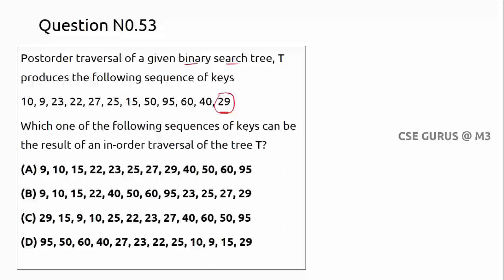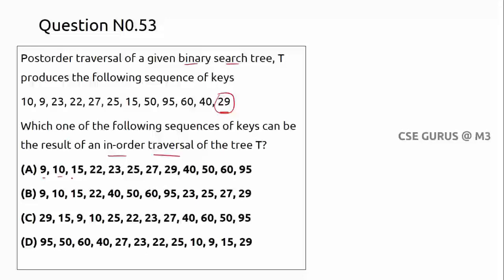Which one of the following sequences of keys can be the result of in-order traversal? This question is very, very easy. Why? Because if it is asking for in-order traversal, in a binary search tree the in-order traversal will always be in ascending order, right? Check your options, which one is maintaining the ascending order of the elements. You can check it out.